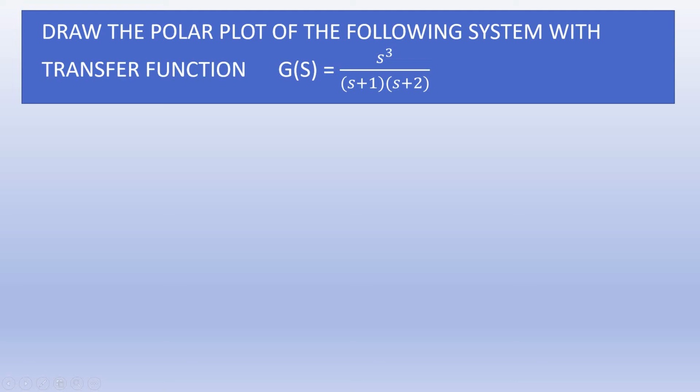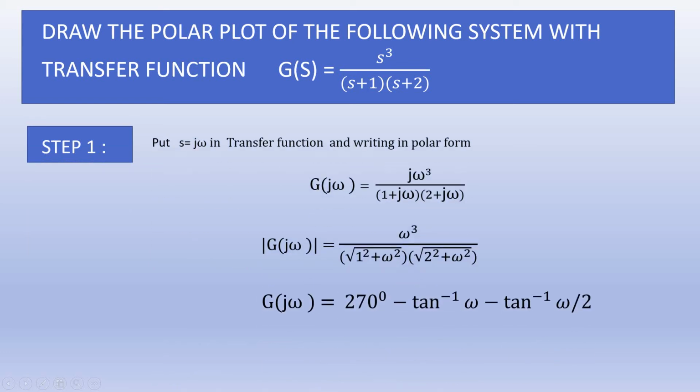So our first step is to find out the frequency response based on the transfer function. To find out the frequency response of the system, we need to replace s equal to j omega in our transfer function equation. So step 1 is to find out the frequency response. If we substitute s equal to j omega over here, we have (j omega) whole cube into (1 plus j omega) into (2 plus j omega) over here.